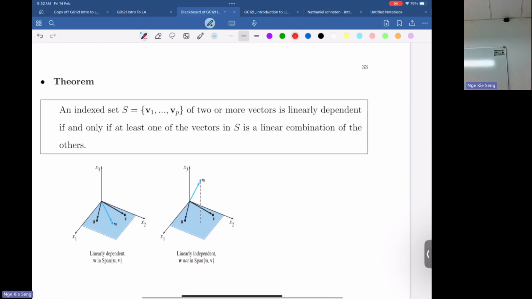All right. Next up, the next theorem. Let's say we want to include more vectors into our set here. So v1 up to vp, two or more vectors. It's linearly dependent. So when does it happen? If at least one is a linear combination of the others. Let me give you a heads up here.